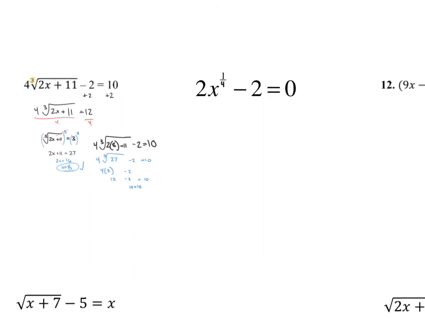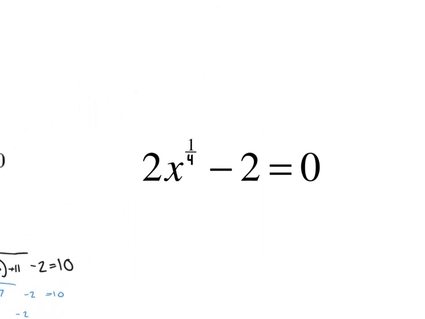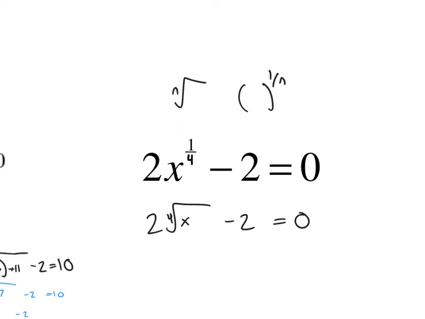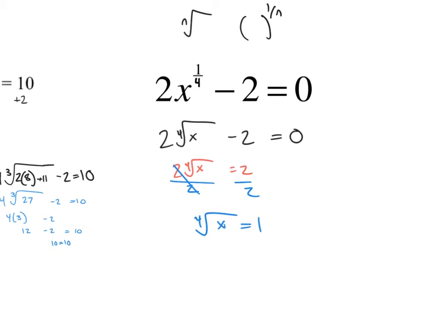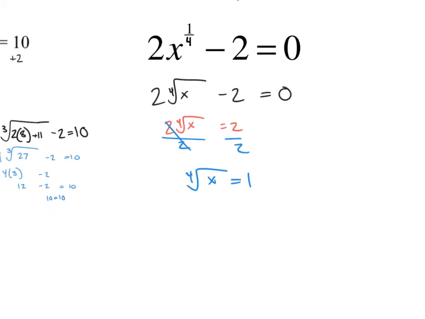If you remember back to last chapter, we saw that indexes to the n power are the same thing as 1 over n. So really, if this problem's throwing you off, just understand that that's the 4th root of x. And we'll solve this by first isolating, dividing by 2, and we'll get that the 4th root of x is equal to 1. Similar to the last problem.